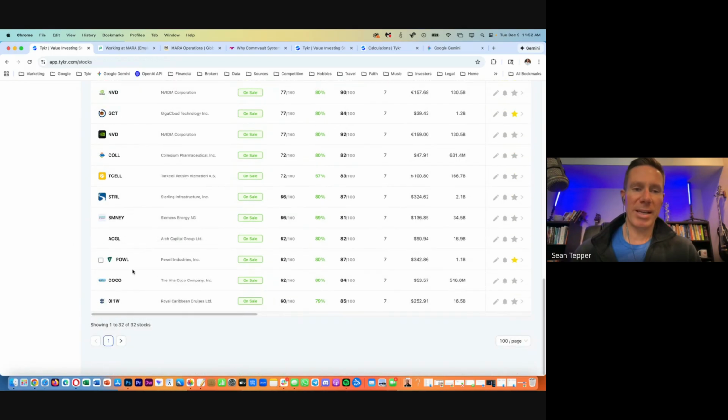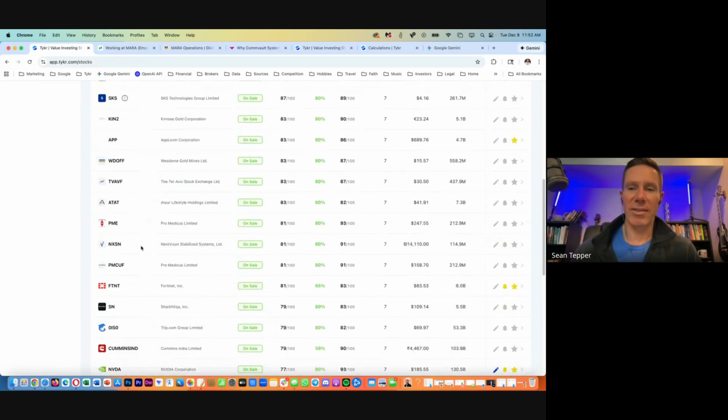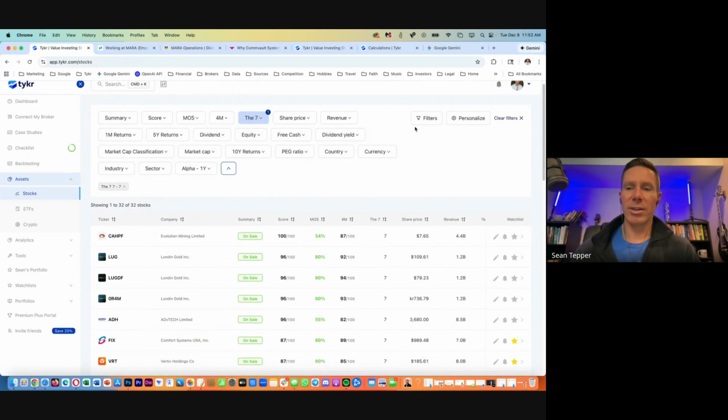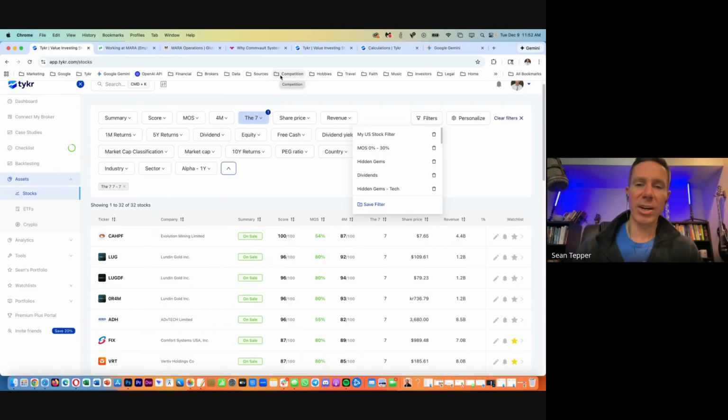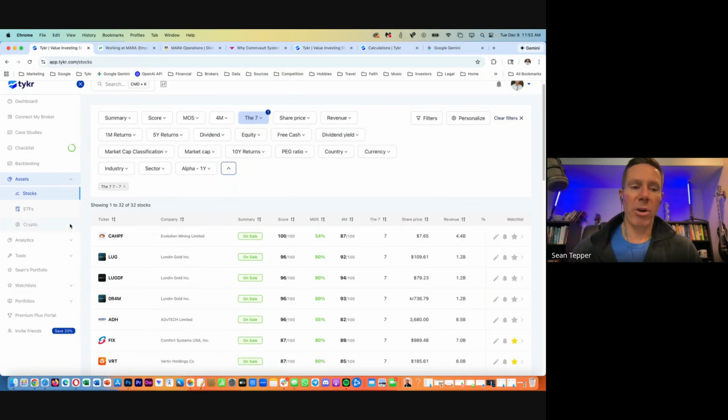Powell, energy space. It's hard to get to a 7 out of 7, but it's kind of a little time saver. And if you'd like, I got numerous filters here, but you can save that filter, so you can just log back into Tykr. You can just see the scores, and there you go. So overall, we got a good list here.